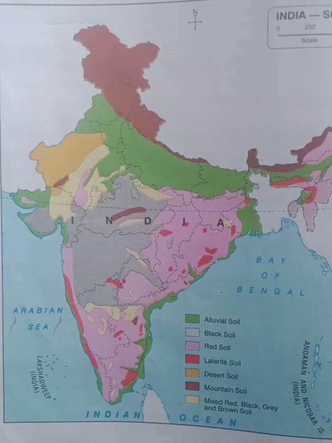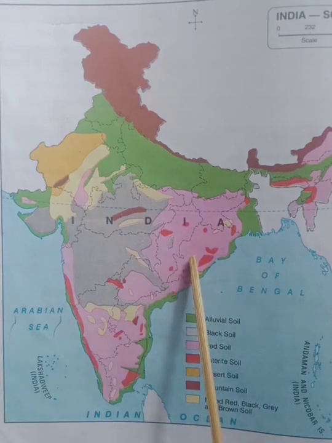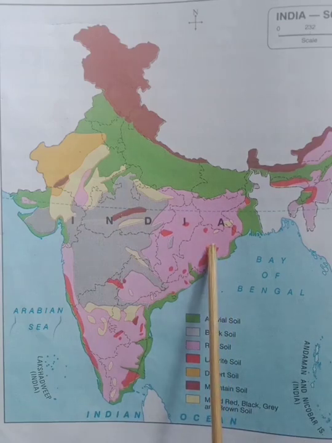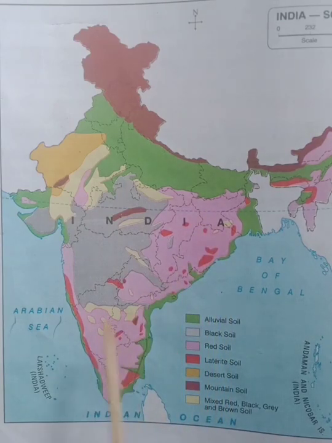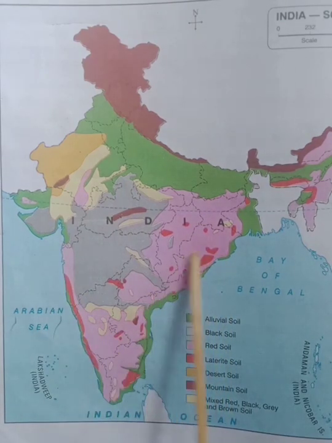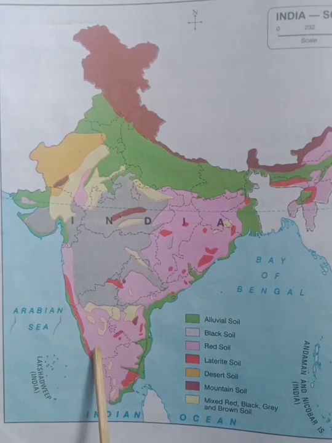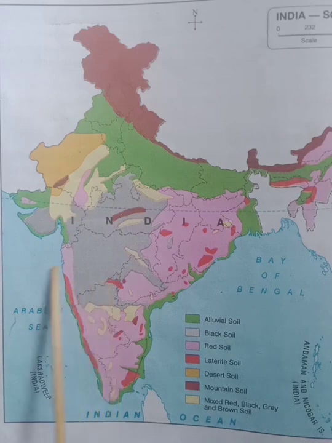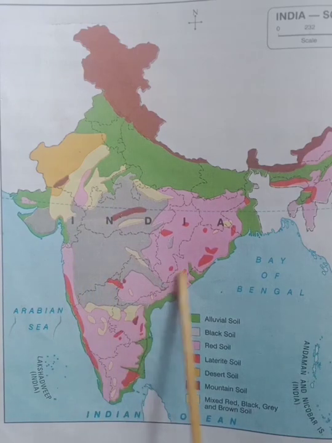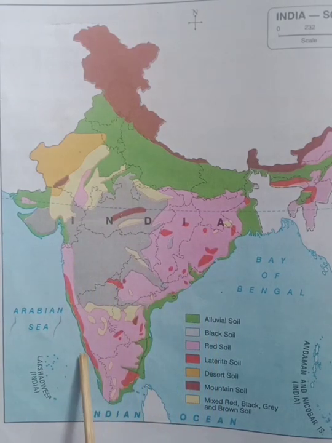Now let us learn about the red soil. The rest of the southern plateau consists of the red soil. This soil is red in color, and can you see this pink color? All this part consists of the red soil. This is black soil. The rest of the southern plateau consists of the red soil.